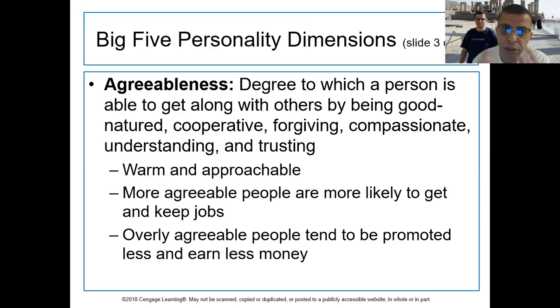Agreeableness is the degree to which a person is able to get along with others by being good-natured, cooperative, forgiving, compassionate, understanding, and trusting. Warm and approachable, more agreeable people are more likely to get and keep jobs. Overly agreeable people tend to be promoted less and earn less money, by the way.